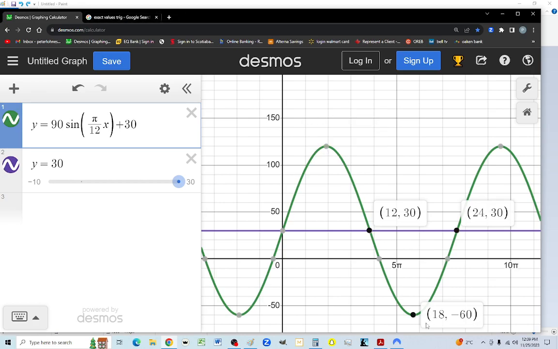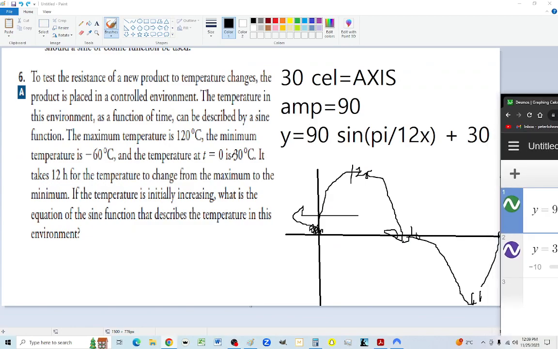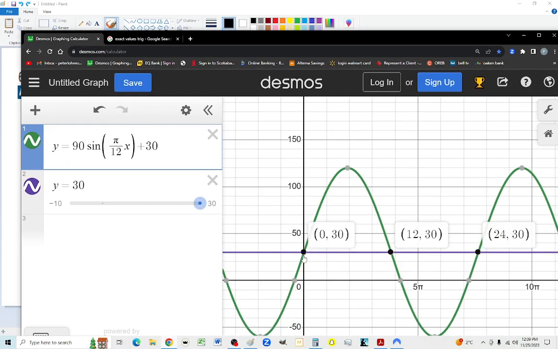Between the max and the min is 12 hours, as described. Let's make sure we got it. Temperature at time 0 is 30, which we have. So we got it. There's no horizontal adjustment. Had they had the temperature at a different value, let's say the temperature in the beginning was 50, we'd have to figure out the distance between 50 degrees in X and 30 degrees and how much to shift it to the right. Like you'd have to do this.